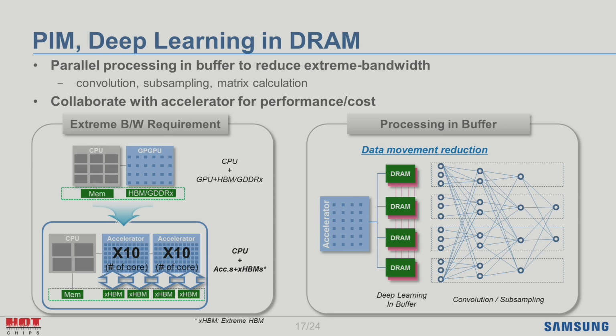And if the data processing is very simple, like convolution and subsampling, we will have to consider how to minimize the data movement. For example, we already have the HBM buffer. We will be able to include a simple matrix function or communications between the HBMs. So we may be able to support the best solution for the artificial intelligence industry in the cloud or server system.